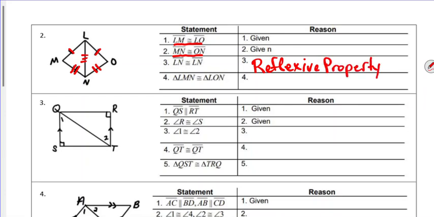Again, it might seem silly that we're even saying that part, but we need to use one of those 5 theorems. We're using side, side, side, so we need that last pair of sides. We have 2 pairs here just given to us. This is the last pair that must be congruent for us to use that theorem. And this is actually a really common thing. Anytime you have a shared side, that side is a part of this triangle, and it's a part of this triangle. So it's giving us that last pair of sides that we need. And that is called the reflexive property.